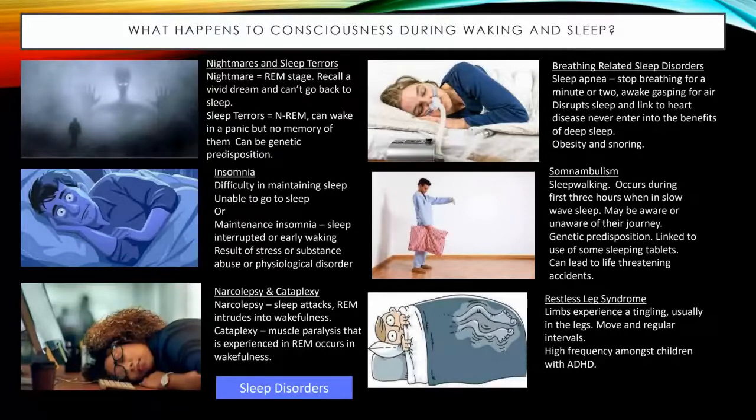You can have people who've got breathing related sleep disorders. So sleep apnea, that's where people actually stop breathing for a minute or two when they're sleeping. And they wake up gasping for air. So if you've got somebody or a partner who maybe snores and you have that really big gasp for air and they're snoring and then suddenly it goes silent for a minute or so, it's almost like they stop breathing in their sleep. And so what sleep apnea does is it's a disrupted sleep that you have. You're not sleeping properly, and it can be linked to heart disease, and basically because you never enter into the benefit of having that deep sleep.